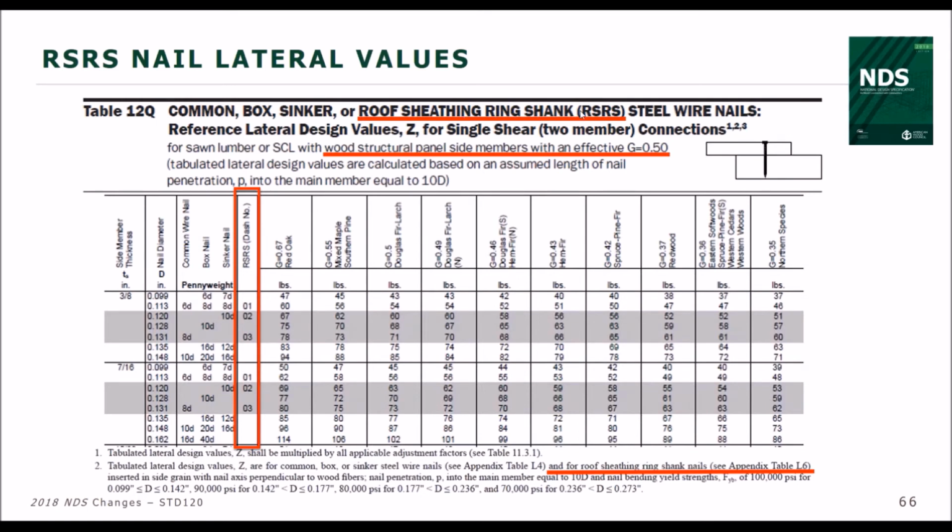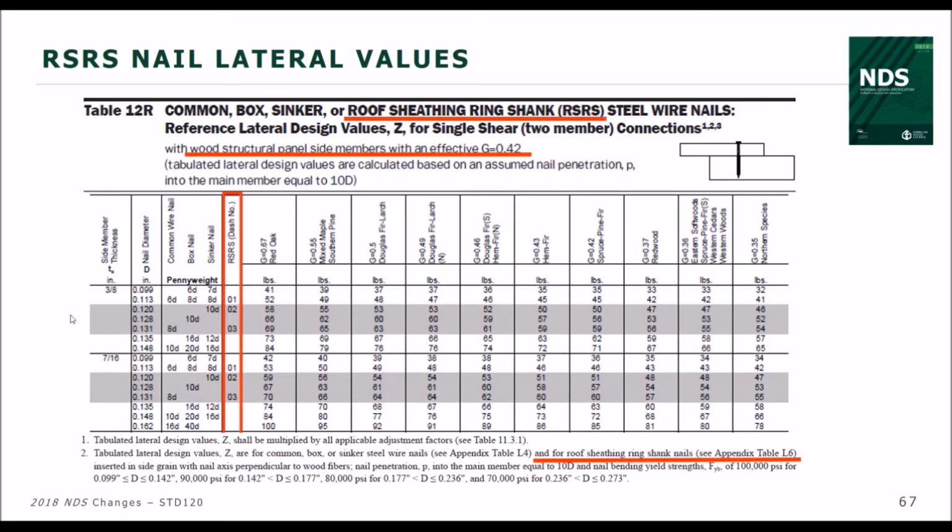So this is to determine our lateral design value Z for wood structural panel side members. And you see we've added a column here with the designation for the roof sheathing ring shank nails based on a certain diameter. These are your lateral capacities. So pretty straightforward changes here.